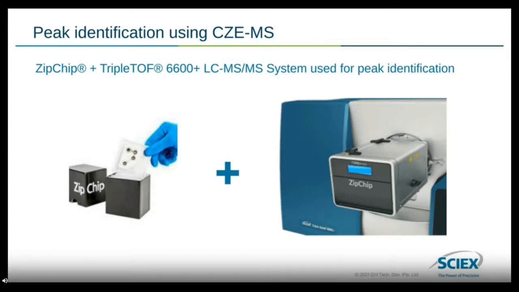Here is an image of what the ZipChip system looks like. It is an easy interface that you attach to any mass spec. Here it is attached to a 6600. It's a chip-based separation. It comes with a kit, and you prepare your sample and control it via the mass spec.